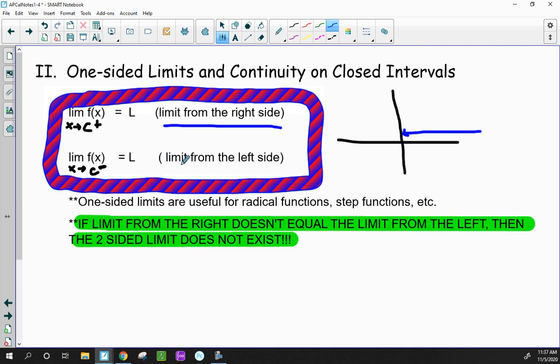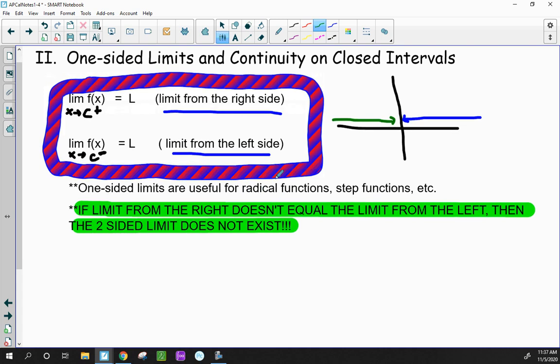When they want you to do a limit from the left side, they're going to use this notation: limit of f of x as x approaches c negative, or minus. That's when they want you to look at it from the left side, that direction. One-sided limits are useful for certain types of pictures, like radical functions. It's very important you use one-sided limits to figure out the answer. Step functions also are good practice problems with this idea because sometimes they're different answers, and you have to be careful and make sure you're looking at the right piece of the graph.